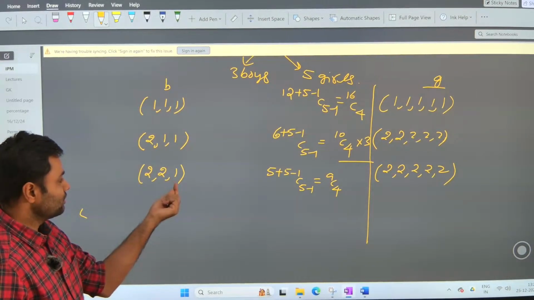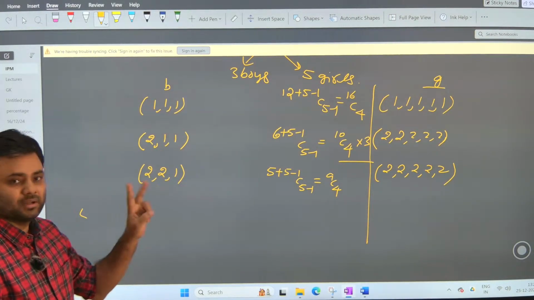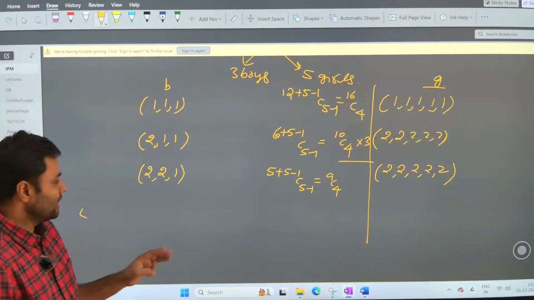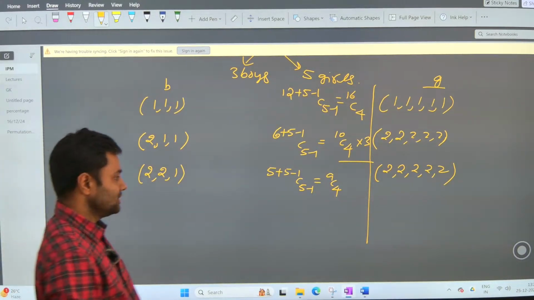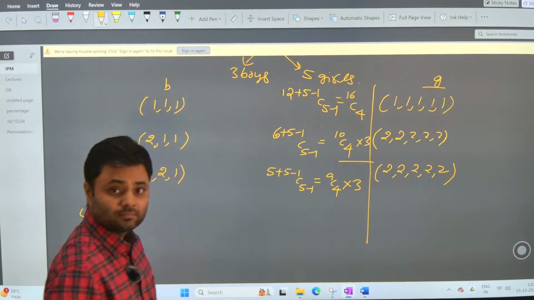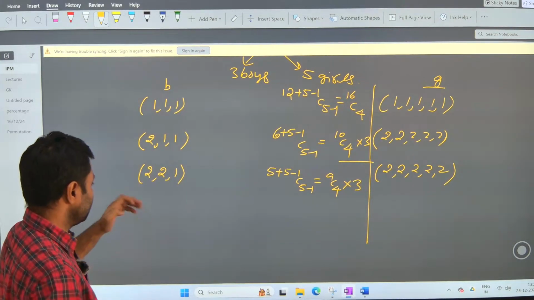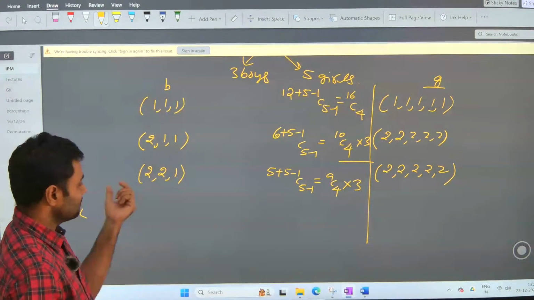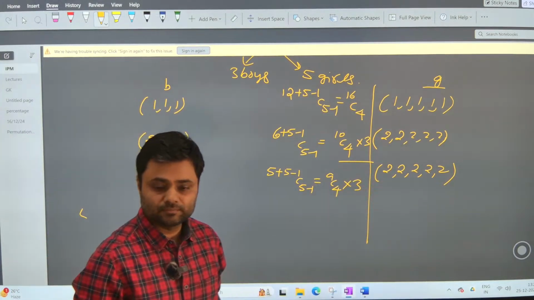And again, we are giving two balloons to two boys and one to one boy. So that one boy or one balloon can be any of these three. That means this can also happen in three ways. So I can give one balloon to boy A or boy B or boy C. So this can also happen in three ways. So we will multiply 3 here as well. So that is the third case where we have 2, 2, 1 balloon for boys and remaining balloons for girls.